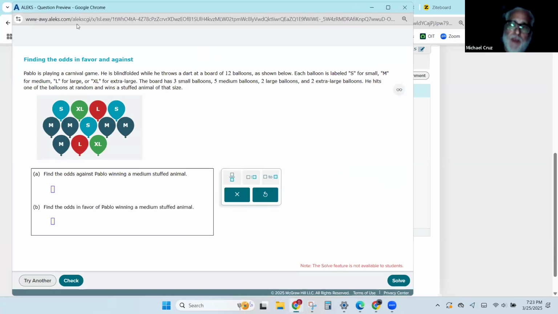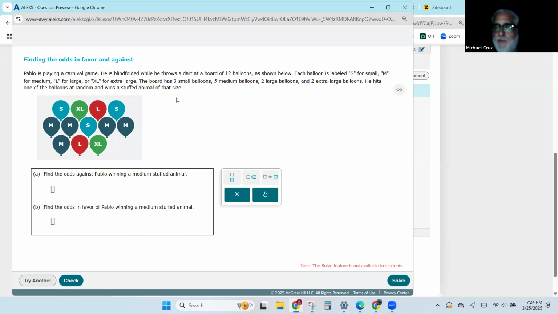So finding odds in favor and against, it could be either one. We've got to pay attention to what they're asking. So Pablo is playing a carnival game. He is blindfolded while he throws a dart at a board of 12 balloons as shown below. Now we're assuming that he hits it.